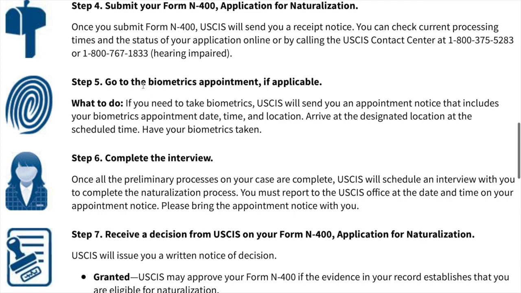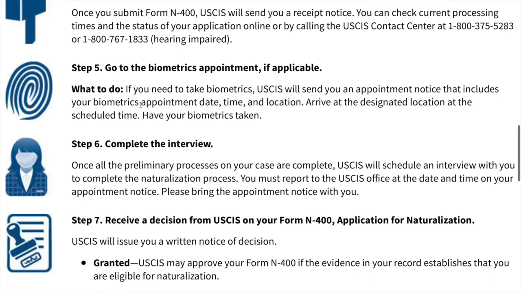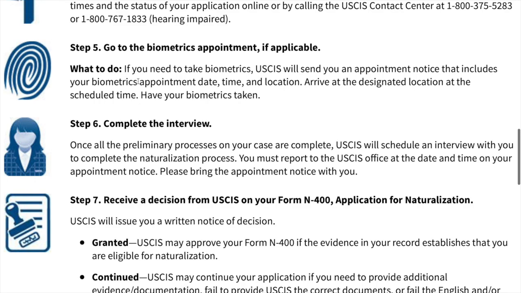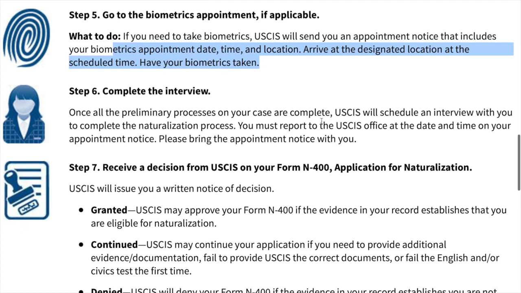And then step 5, biometrics appointment if applicable. That means like you might have to get your fingerprints taken, all right, when you're becoming a citizen, all right? All right, what to do. If you need to take biometrics, the government will send you an appointment notice that includes your biometrics appointment date, time, and location. All right. Arrive at the designated location at the scheduled time, and have your biometrics taken. All right. Very important.